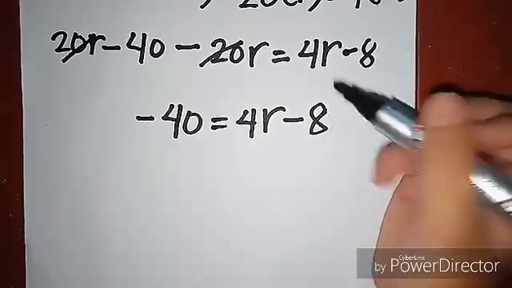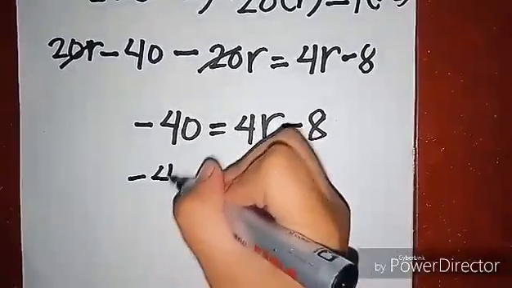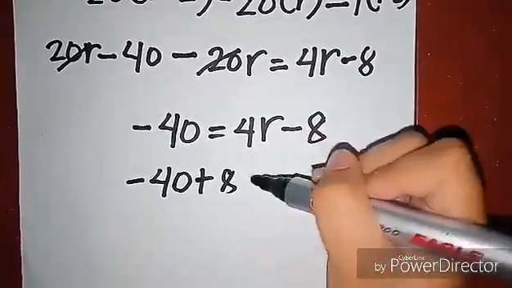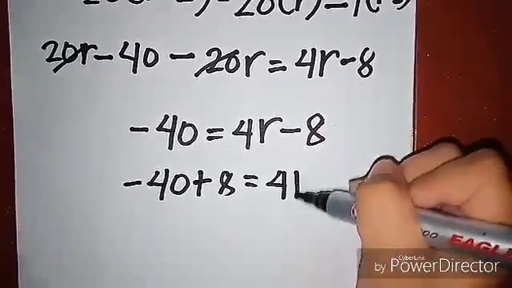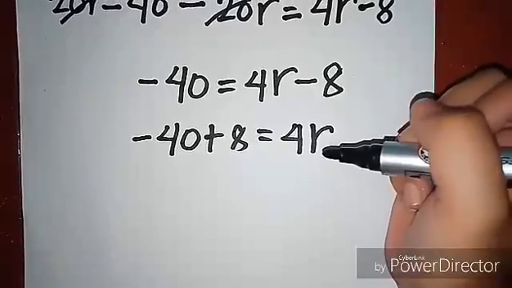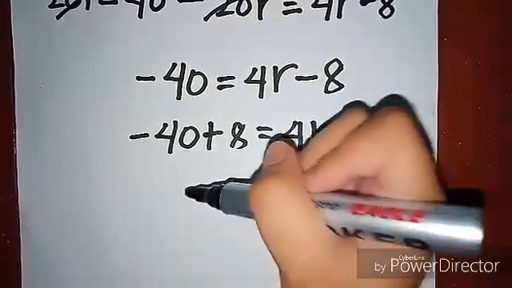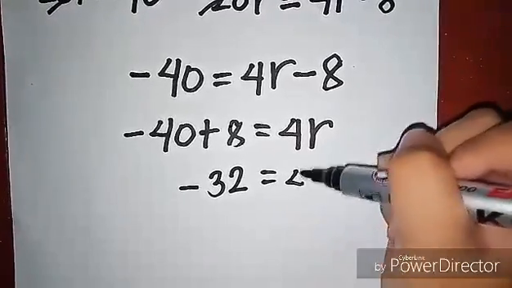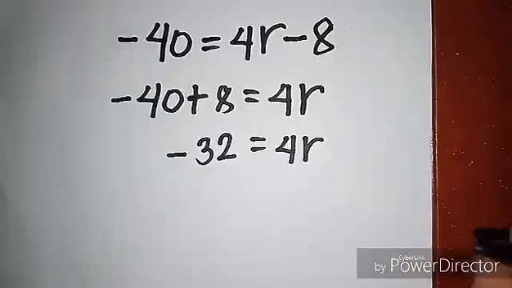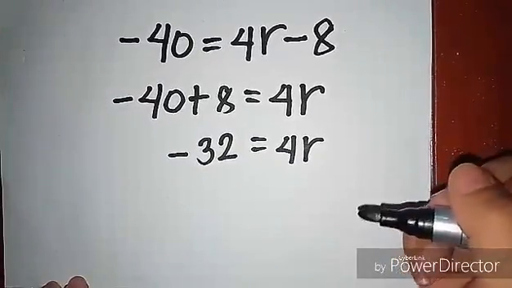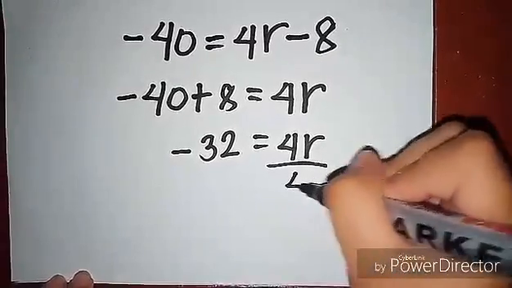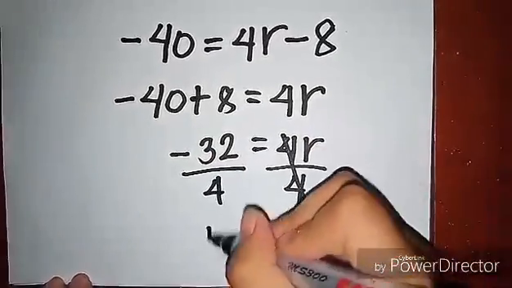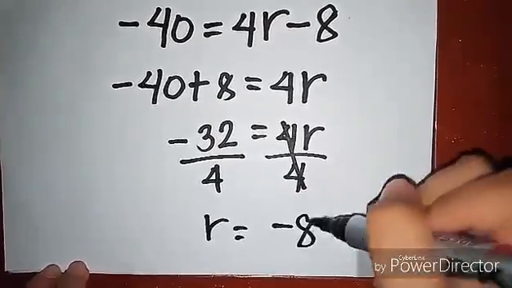Transpose negative 8. Negative 40, negative 8 becomes positive 8, equals 4r. Negative 40 plus 8 equals negative 32, equals 4r. To cancel 4, divide both sides by 4. Cancel. r equals negative 8.